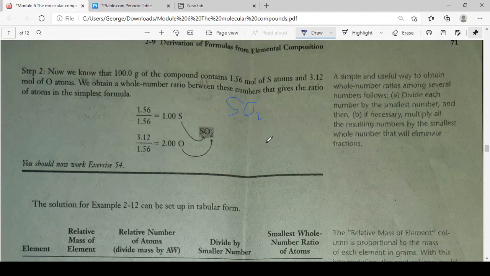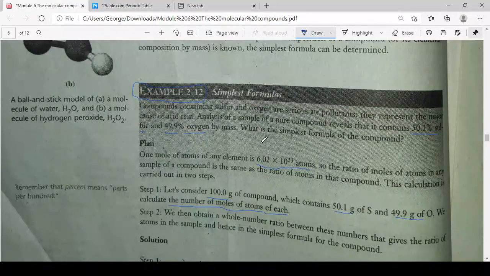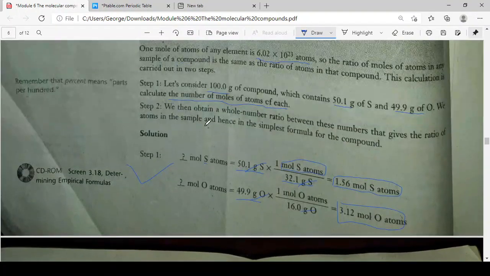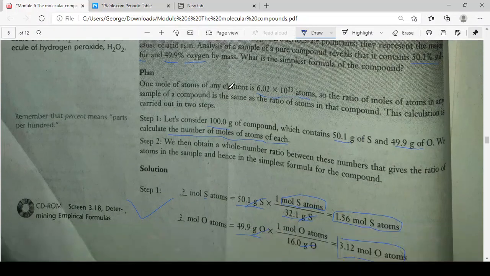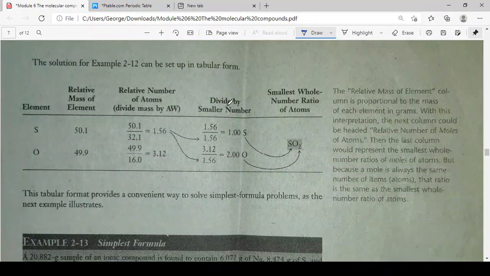Therefore, the simplest formula of your sulfur oxide is now SO2. This will be your final answer, and this is how you determine your simplest formula. So again, kids, this is the simplest formula of sulfur and oxygen and how you solve for your simplest formula.